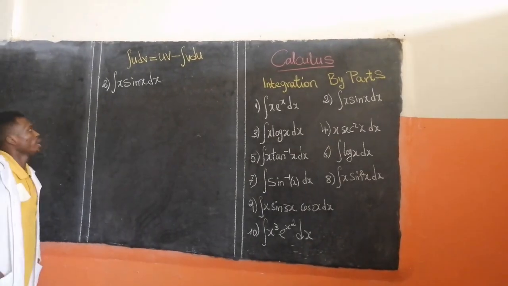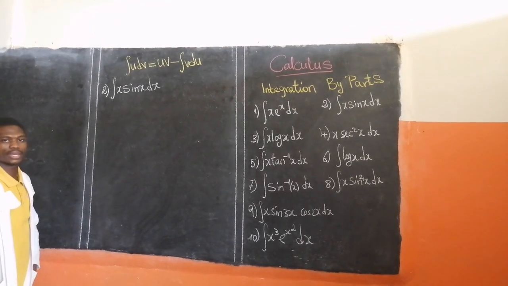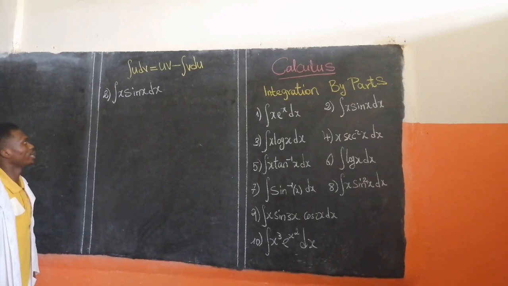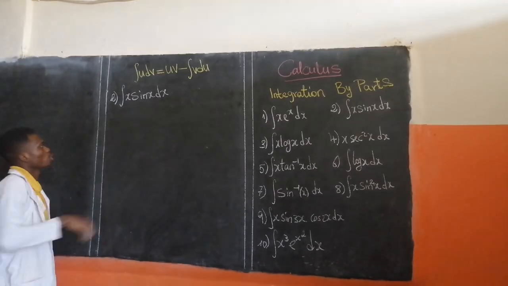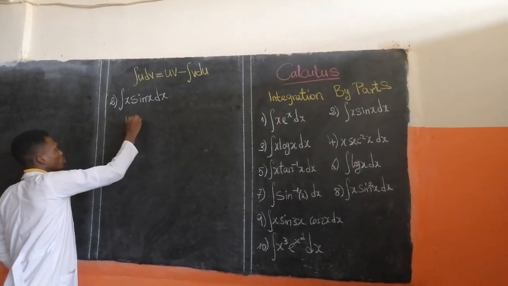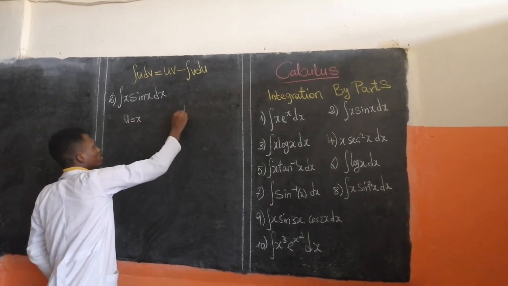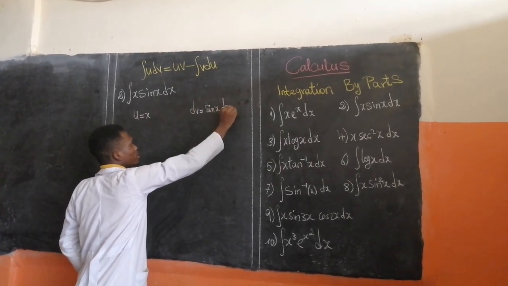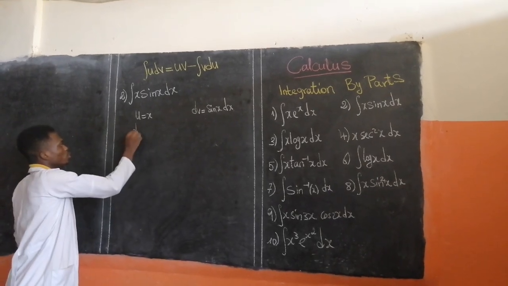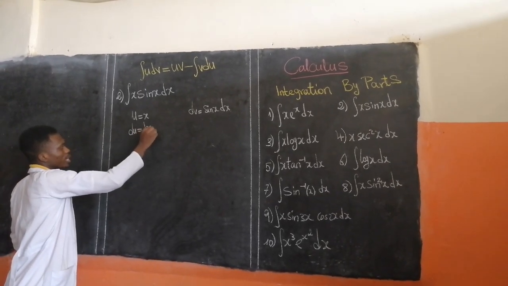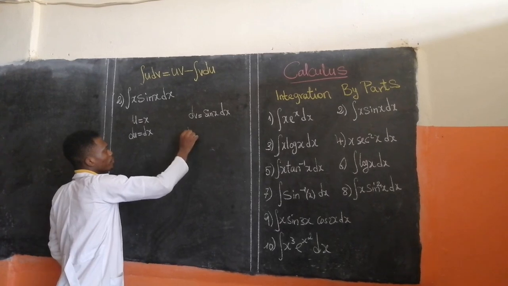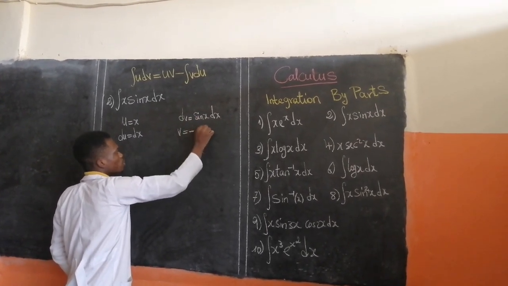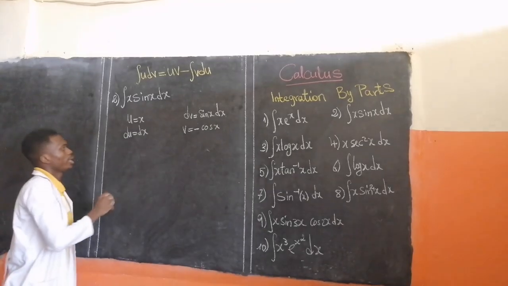In number 2, we have the integral of x sine x dx. We are going to let u be equal to x and dv be sine x dx. Now du is equal to dx, and v is equal to, if we integrate sine x, negative cos x.